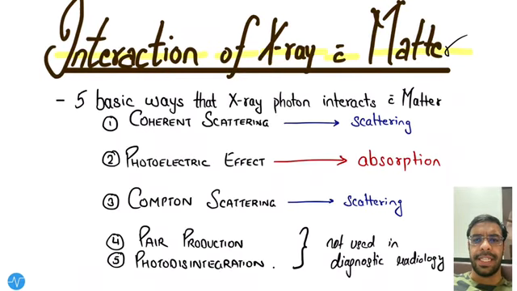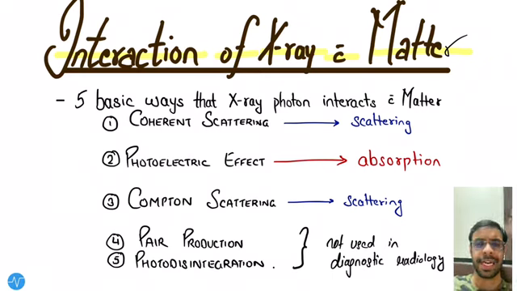Interaction of X-rays with matter. There are 5 ways: coherent scattering, photoelectric effect, Compton scattering, pair production, and photo disintegration. The last two, pair production and photo disintegration, are not used in diagnostic radiology.